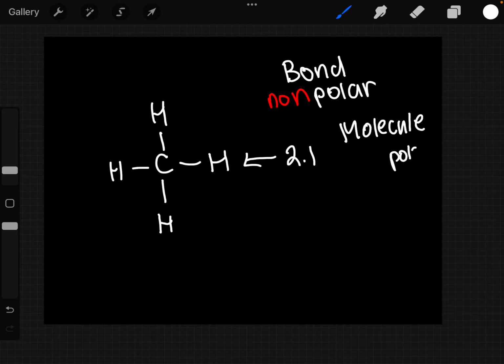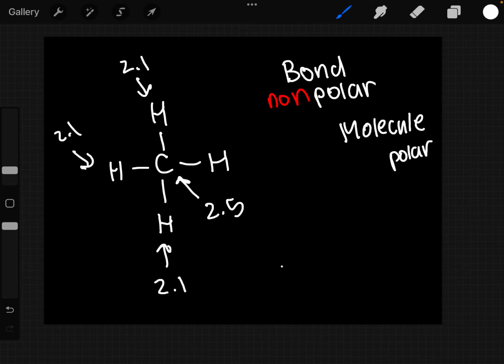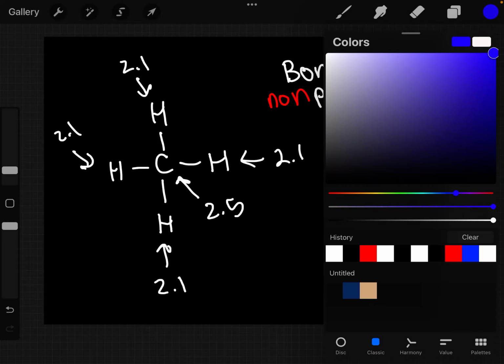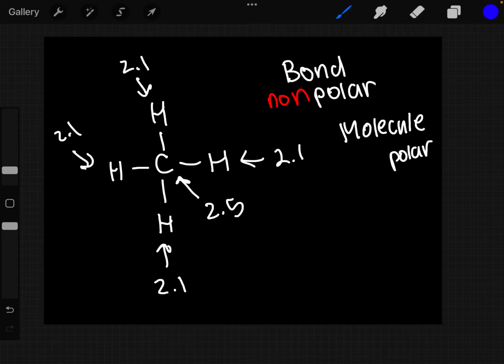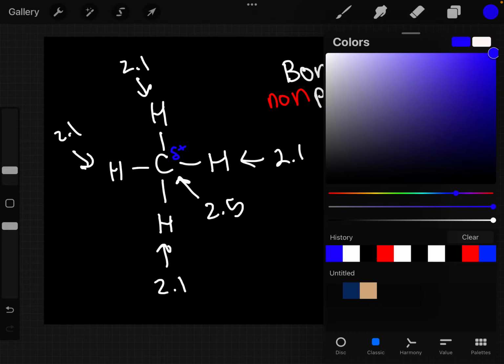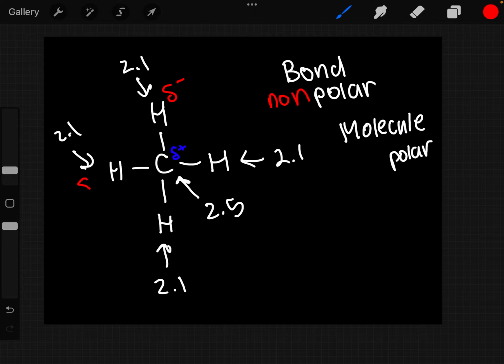Molecule polarity. We know that carbon has an electronegativity of 2.5, but because there are hydrogens all around, these would be 2.1, 2.1, etc. There are not really any dipole movements. This would be a positive dipole, but all around over here it's negative dipole. Negative, negative, negative. There is no difference. It's just all negative around.